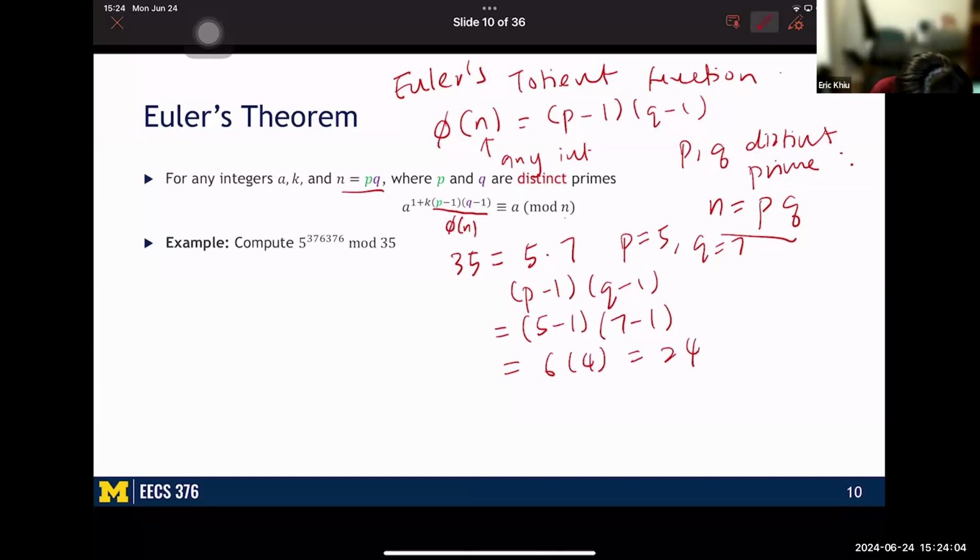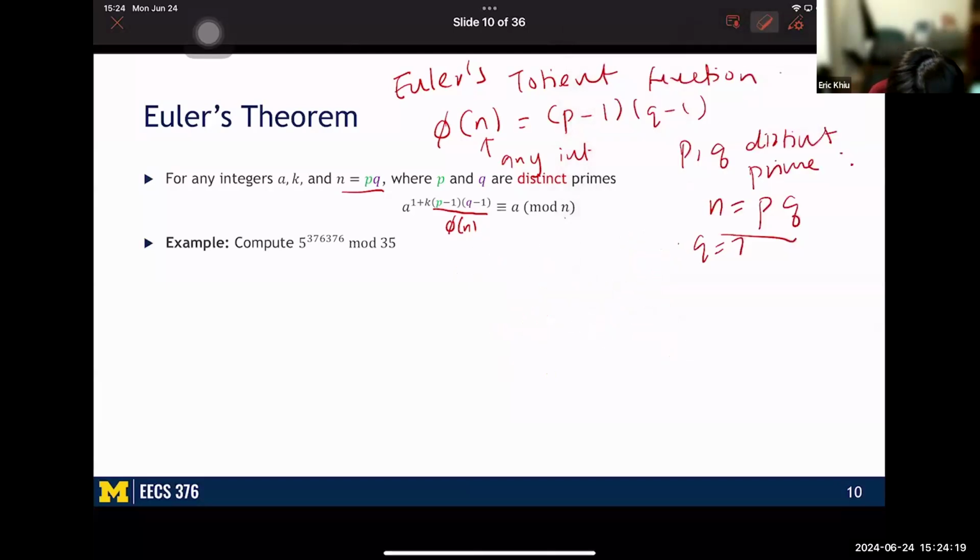Let's just keep this in mind. I'm going to erase. So p equals 5, q equals 7, and then the Euler's totient is 24. Now we want to express it in this form. It's very similar to what we did for FLT just now. So let's first write it out.